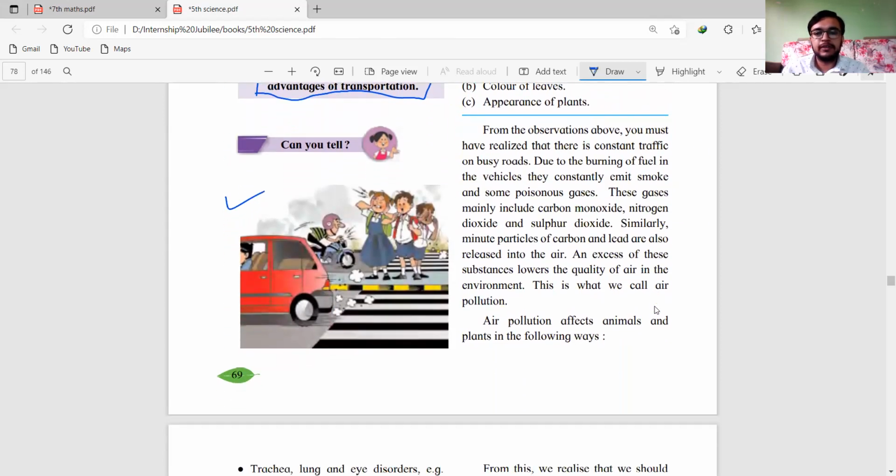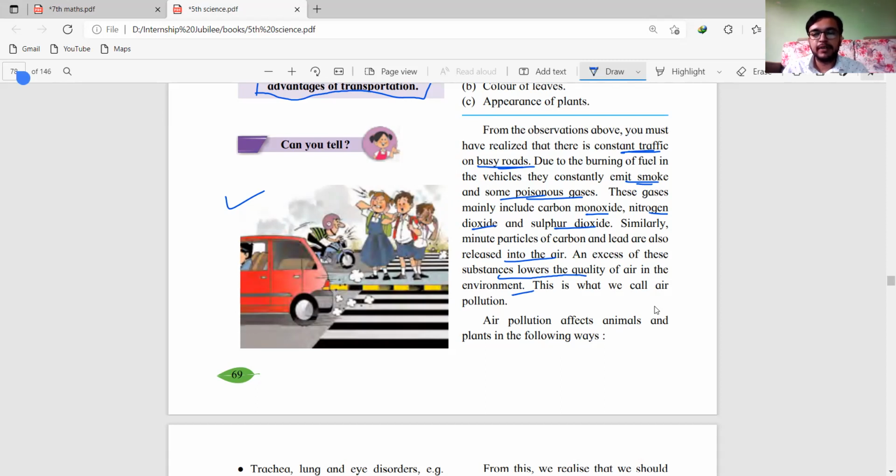From the observation, you must realize that there is constant traffic on a busy road. Due to the burning of fuel in the vehicles, they constantly emit smoke and some poisonous gases. The gases mainly include carbon monoxide, nitrogen dioxide, sulfur dioxide. Similarly, minute particles of carbon and lead are also released into the air. And excess of these substances lowers the quality of air in the environment. This is what we call air pollution, right?